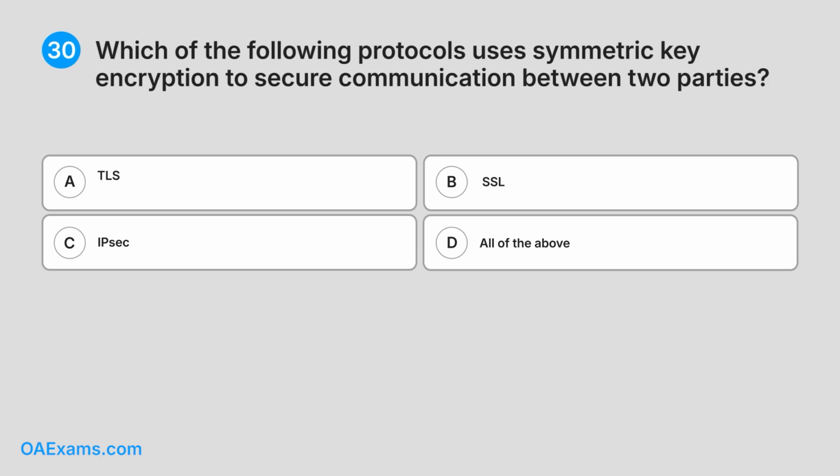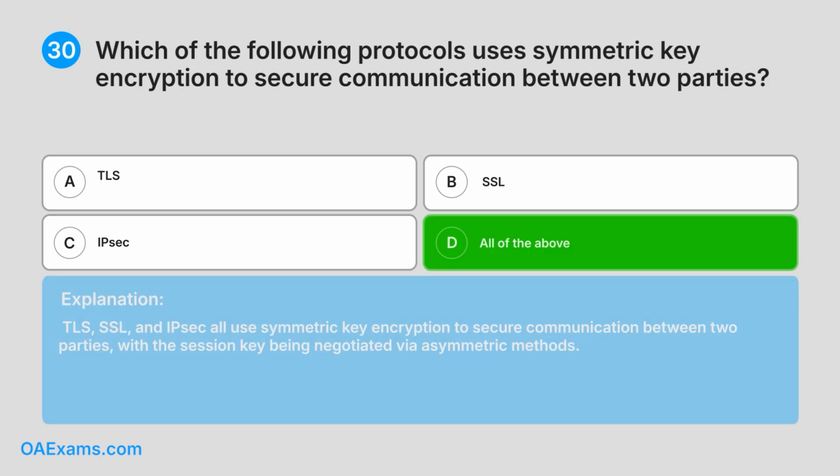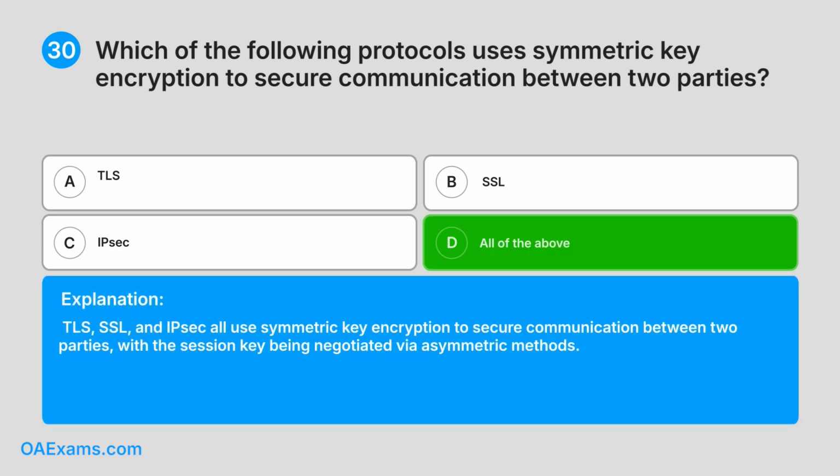A. TLS, B. SSL, C. IPSec, D. All of the above. Can you guess the answer? Correct answer: D. All of the above. Explanation: TLS, SSL, and IPSec all use symmetric key encryption to secure communication between two parties, with the session key being negotiated via asymmetric methods.